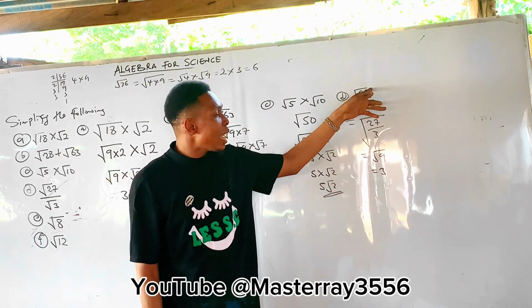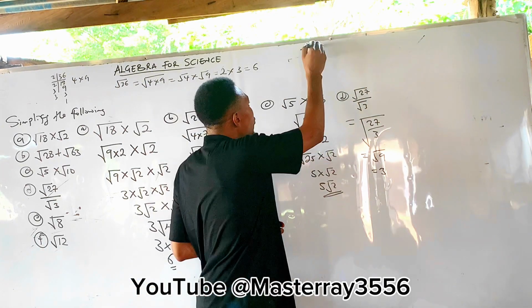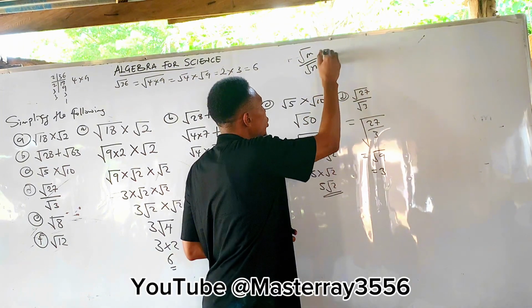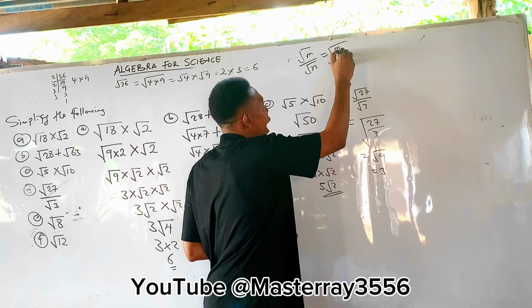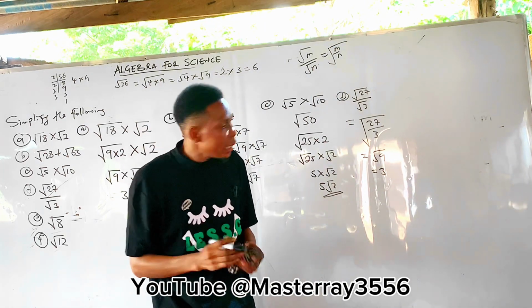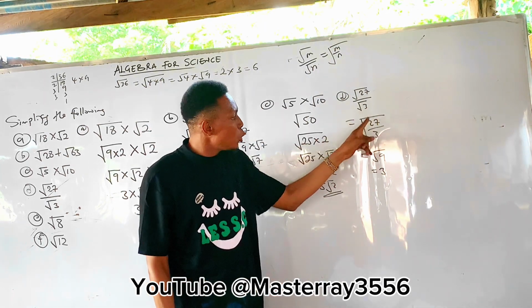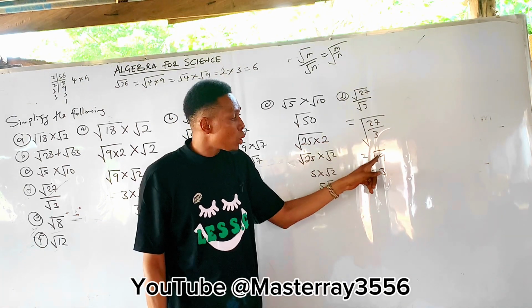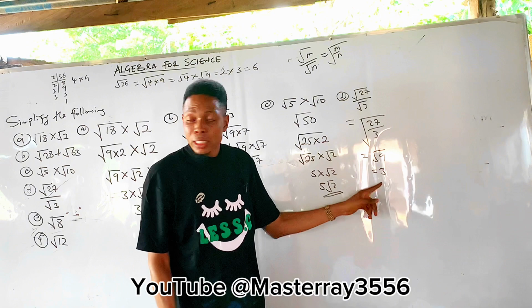This is it. I gave you a rule now. I said if you have root m over root n, it is stated as root of m over n. Is it not? And that's it now. What do you do? Square root of 27 divided by 3. 27 divided by 3 is 9. Square root of 9 is 3.